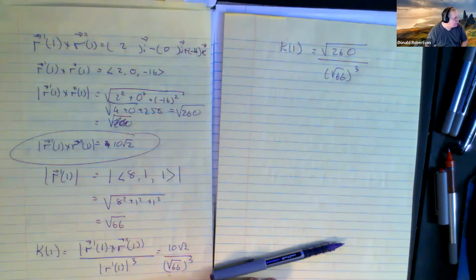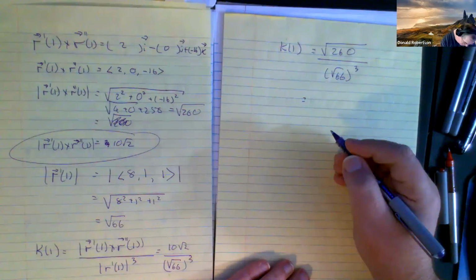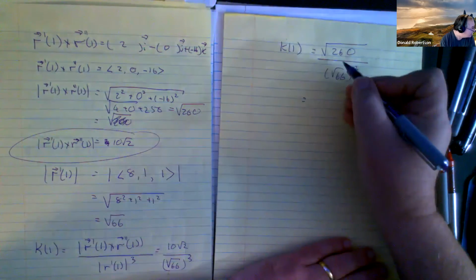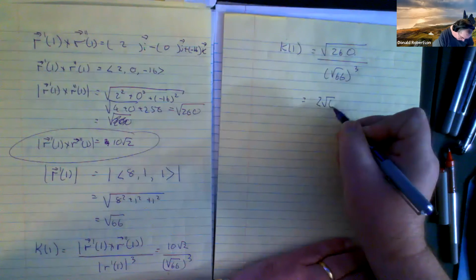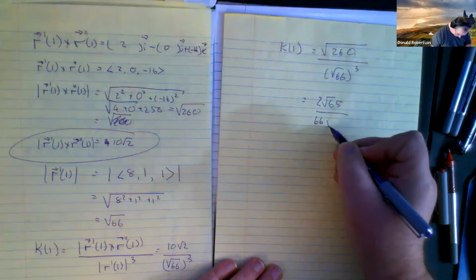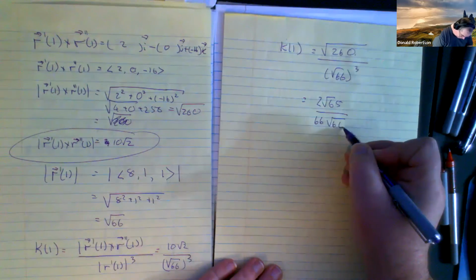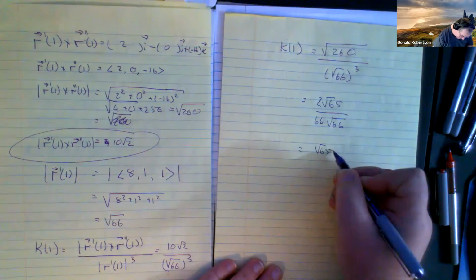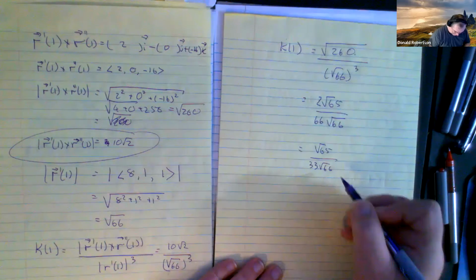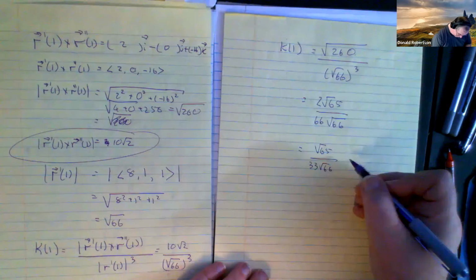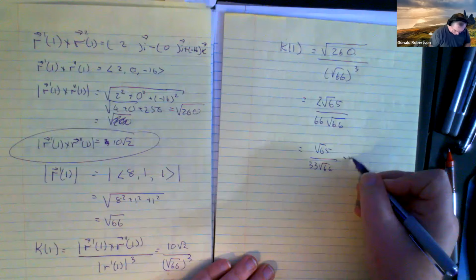Okay. According to what we have in front of us here, this fella at the top ends up being 2 square root of 65. And this guy in the bottom ends up being 66 square root of 66. That partially cancels, and you get that. I guess you could rationalize the denominator by doing that.